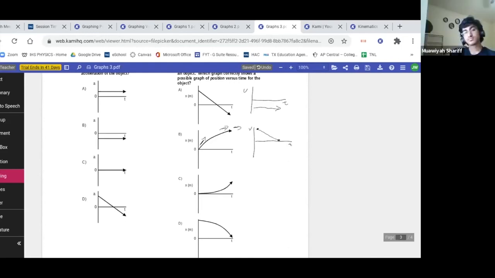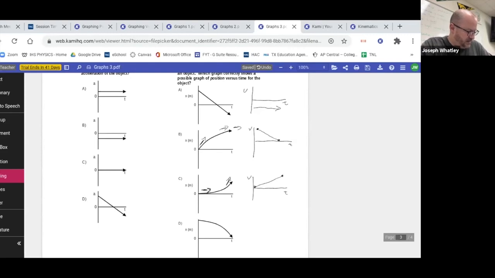Okay, let's do C real quick. I'm just going to draw all the velocity graphs for these position graphs. So for this one, I can see that the slope of this line is kind of 0, but then it gets really steep, really positive. So when I graph my velocity versus time here, I would start at 0 and then go positive.